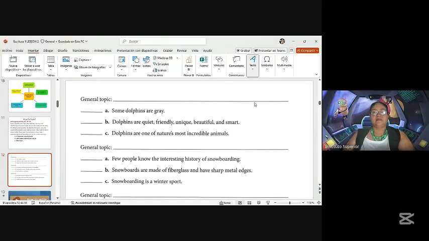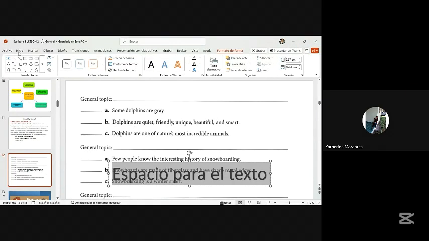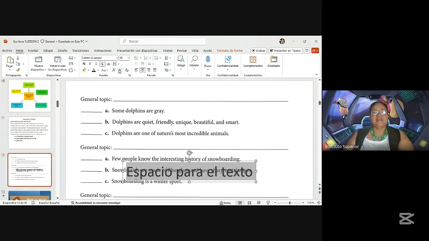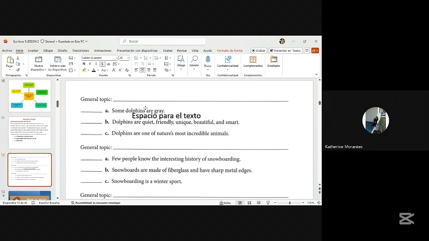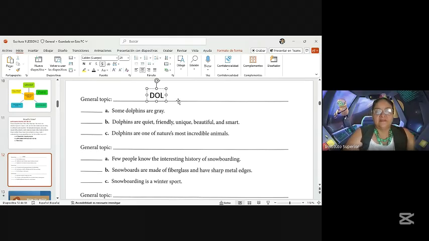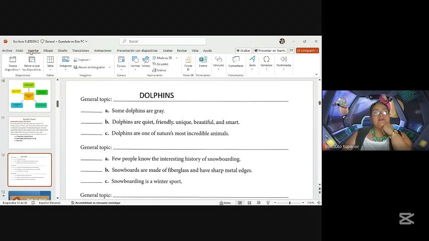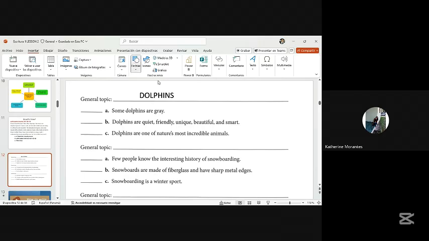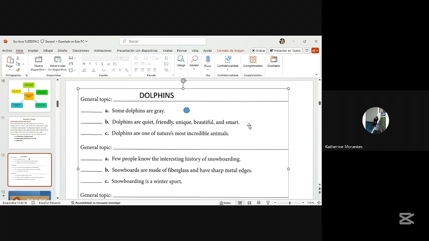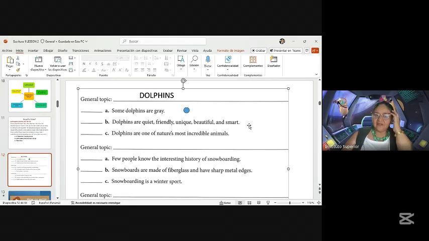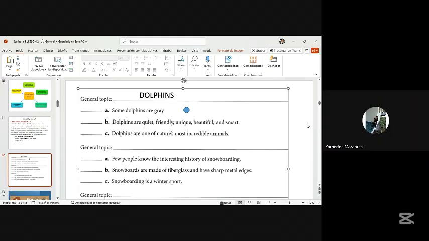Okay, the topic is dolphins. What is the most appropriate topic sentence? Okay, so the topic sentence cannot be too specific or too general. So I think it's the letter B. I mean C, letter C.